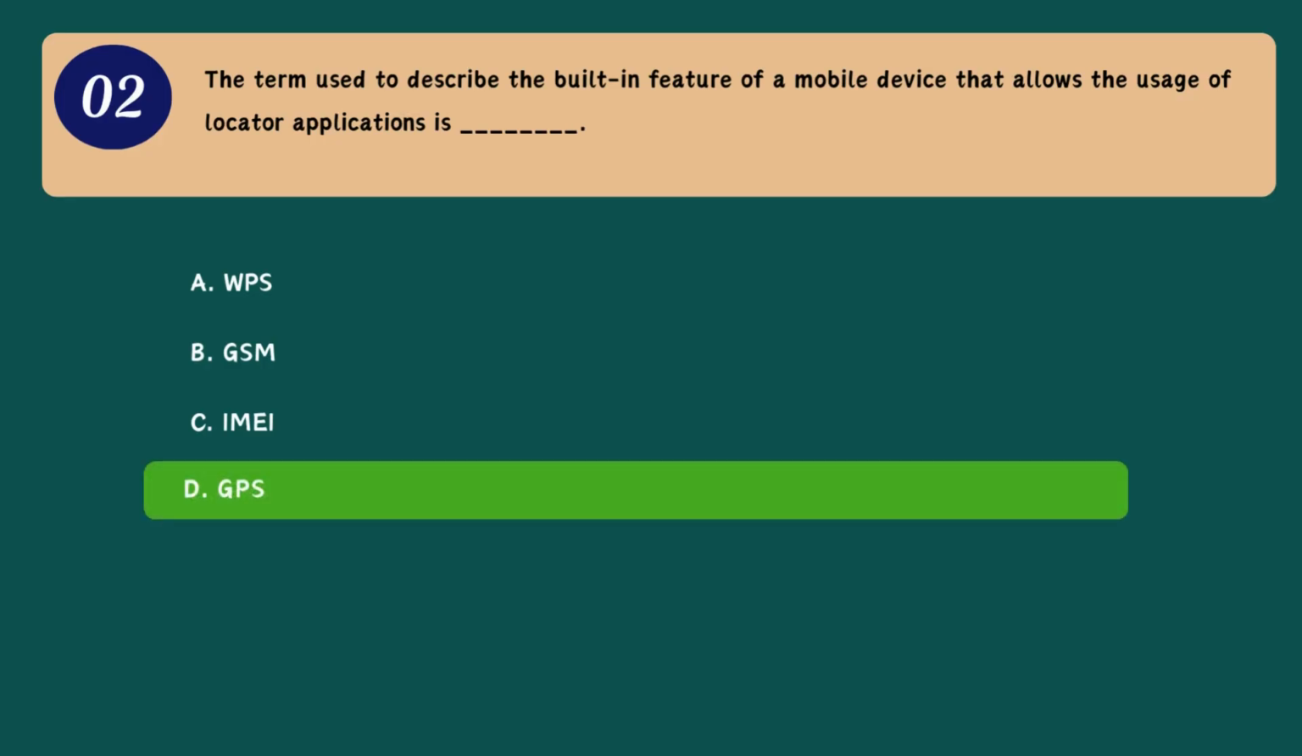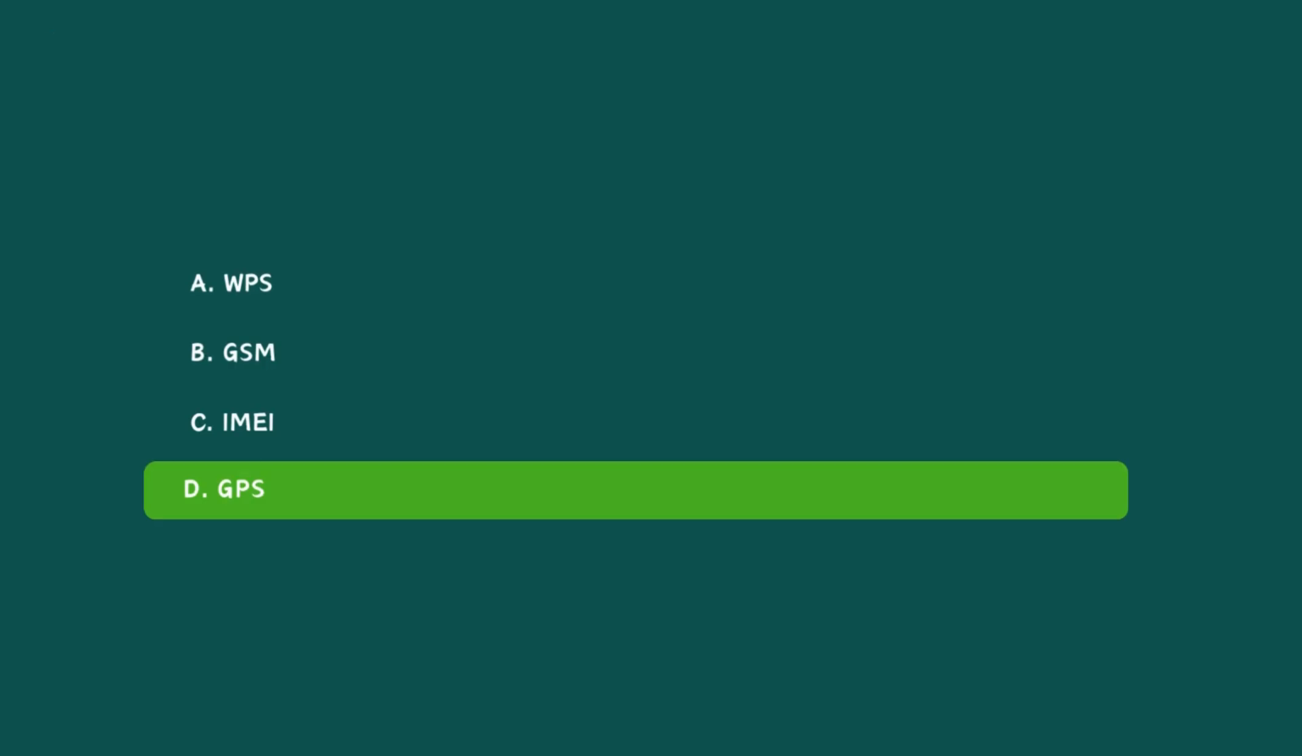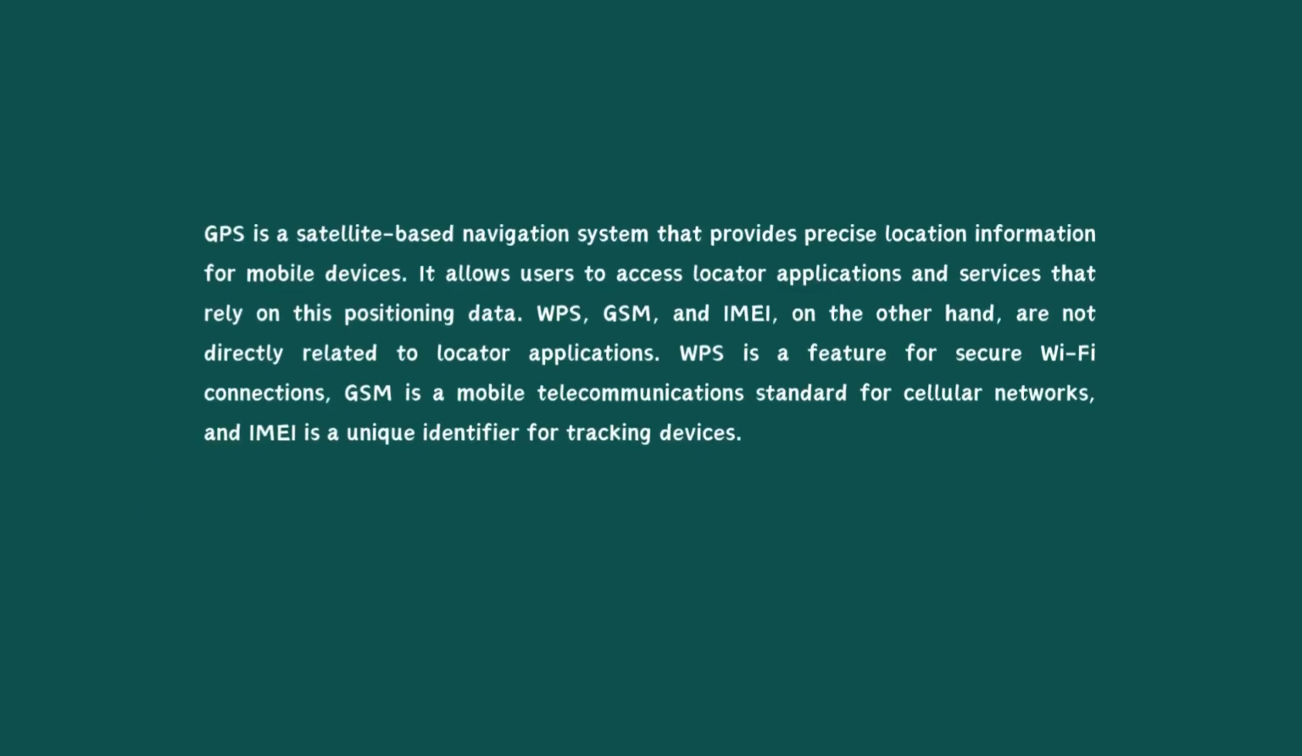Correct answer: D. GPS. GPS is a satellite-based navigation system that provides precise location information for mobile devices. It allows users to access locator applications and services that rely on this positioning data. WPS, GSM, and IMEI, on the other hand, are not directly related to locator applications. WPS is a feature for secure Wi-Fi connections. GSM is a mobile telecommunications standard for cellular networks, and IMEI is a unique identifier for tracking devices.